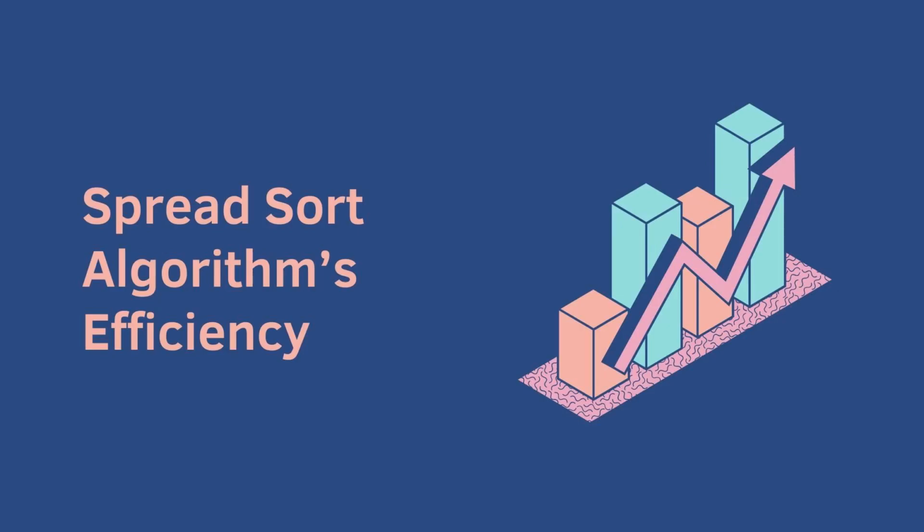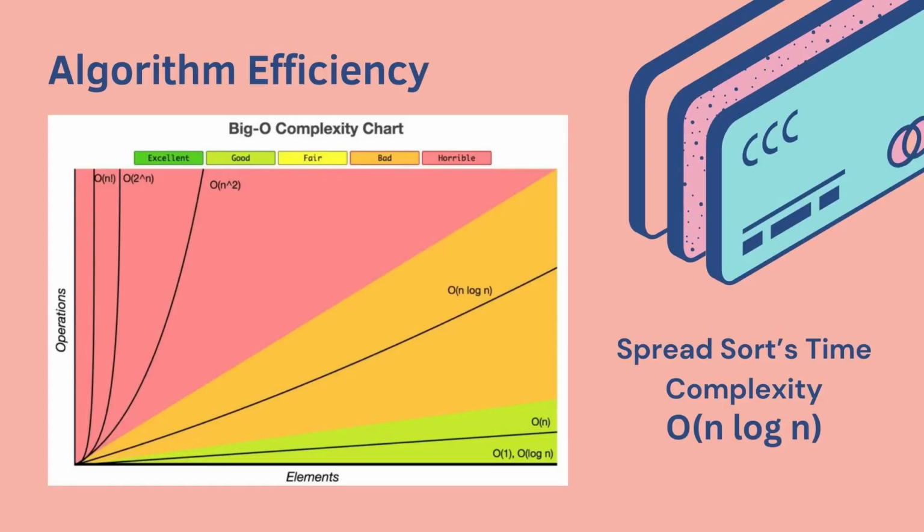To make the bins uniform, it needs to find the minimum and the maximum value integer first before starting the main sorting. SpreadSort has the time complexity of O(n log n), where n is the number of elements in the array. This is because the technique replicates the array O(log n) times, and each copy takes O(n) time to complete.